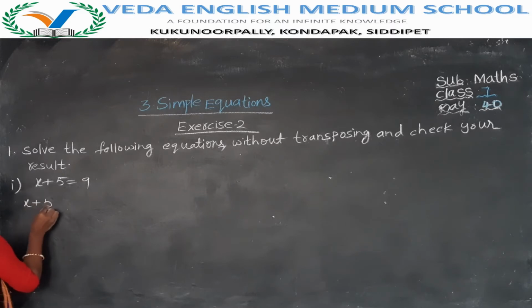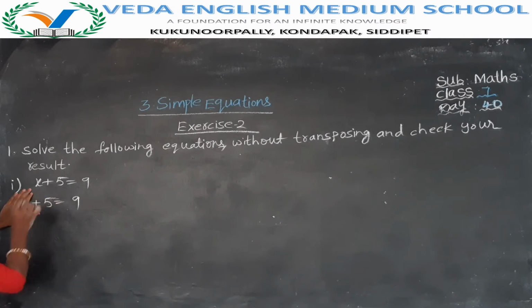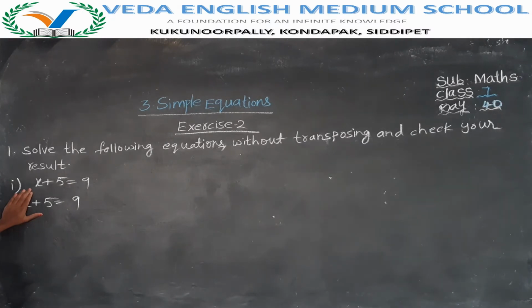So what do we have to do? X plus 5 is equal to 9. So should not transpose the symbols here. Symbols transpose చేయకూడదు. అట్లా చేయకూడదు అంటే ఏం చేయాలి? In LHS side we need only x. But here we have plus 5 as extra. To remove plus 5, what do we have to do? We have to subtract 5 from LHS and RHS side.